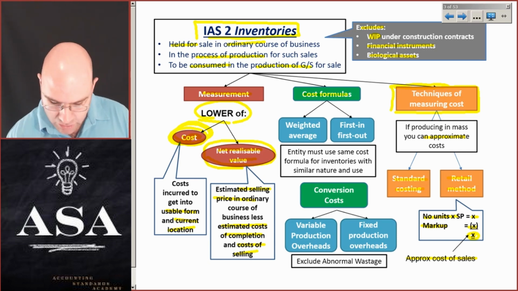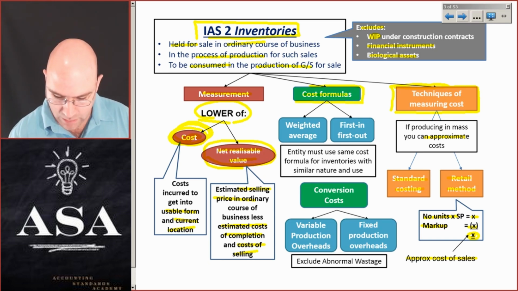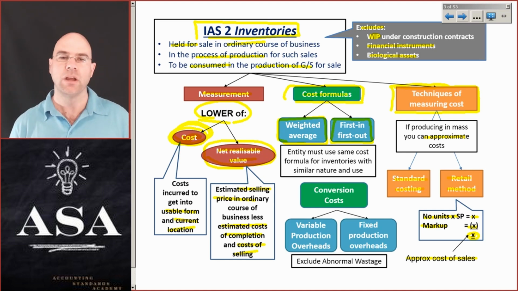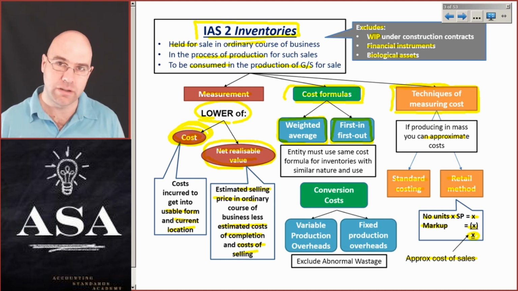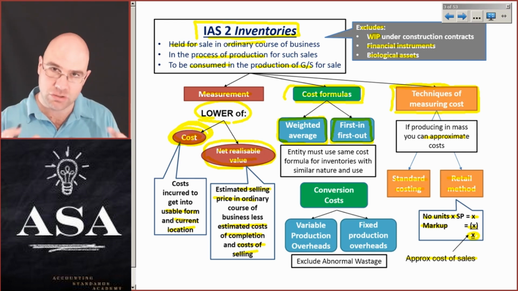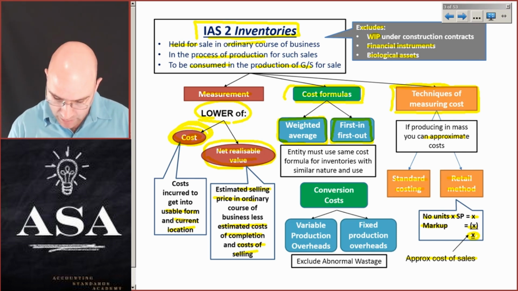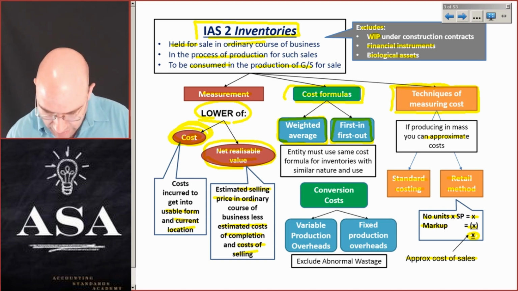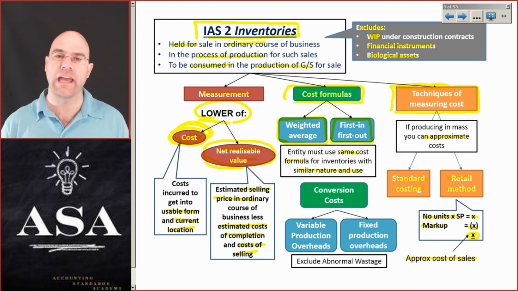Then, let's look now at cost formulas. The two most common ones here that you need to understand are the weighted average formula and the first in, first out formula. We will deal with examples later on in future videos, but understand that there are two cost formulas that we'll look at. But we must use the same cost formula for all inventories that are of a similar nature and use.